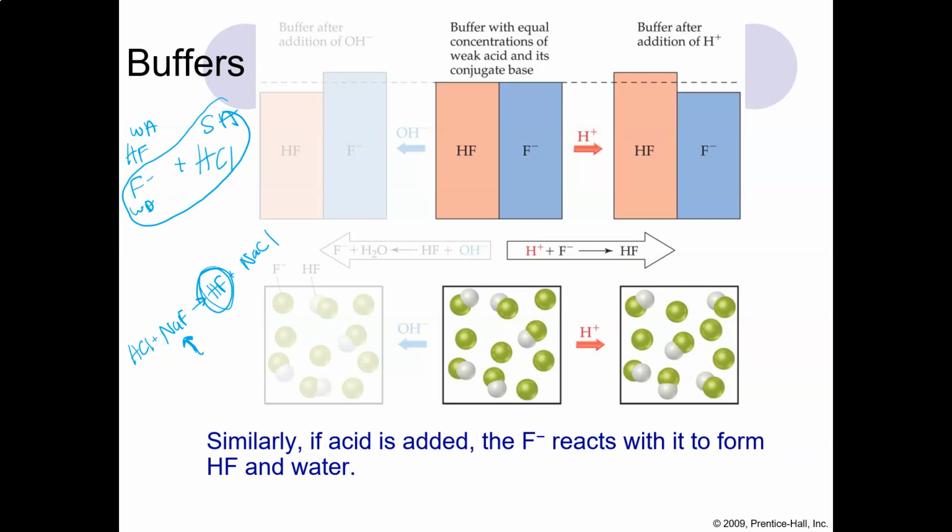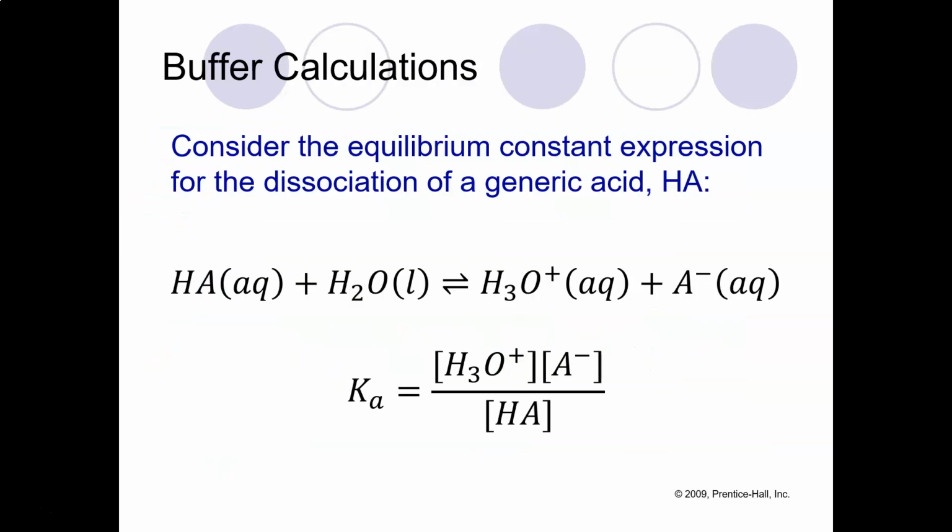Now, if either the HF column or the F minus column gets all the way to the bottom, to where one of the components has run out, it's not a buffer anymore. It's only a buffer when there's both weak acid and weak base. The buffer is no longer useful. Okay, it's not a buffer. It's just a weak acid or it's just a weak base. So buffers are not perfect. They don't last forever, is what I'm saying.